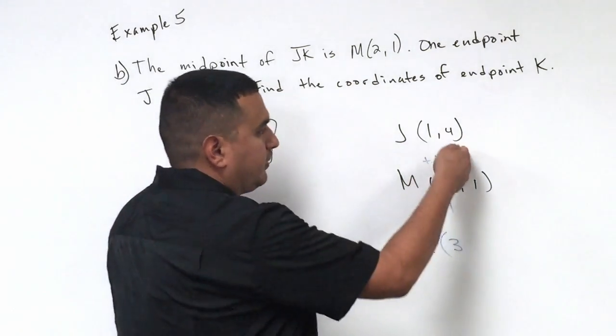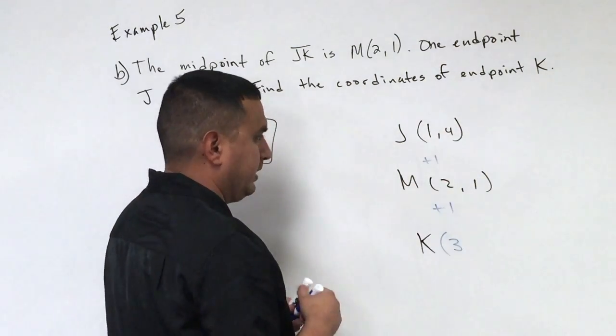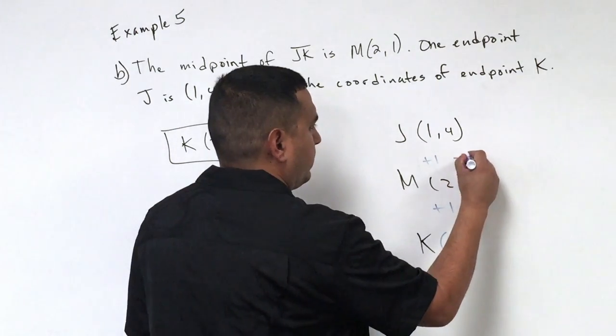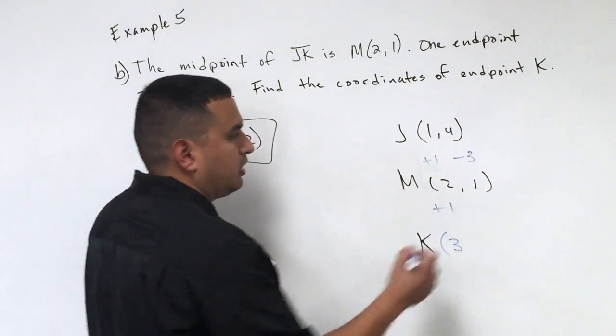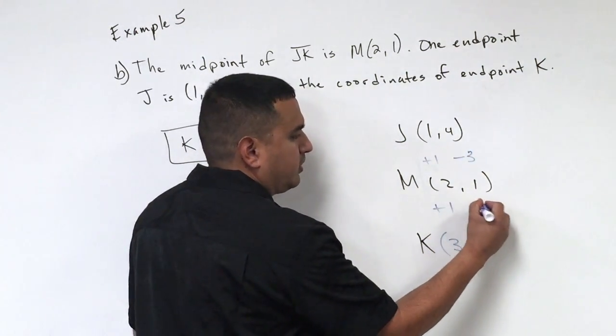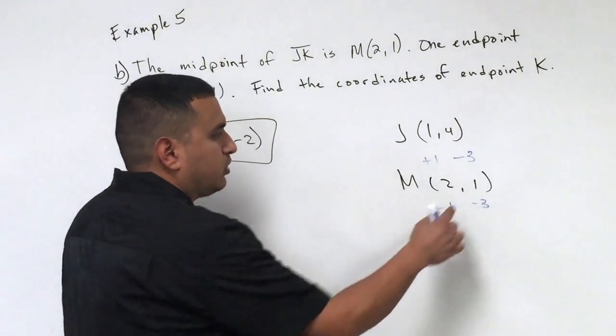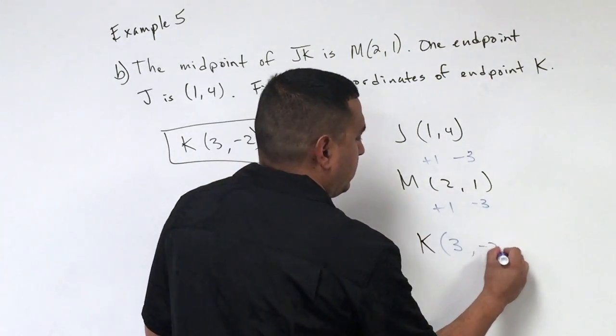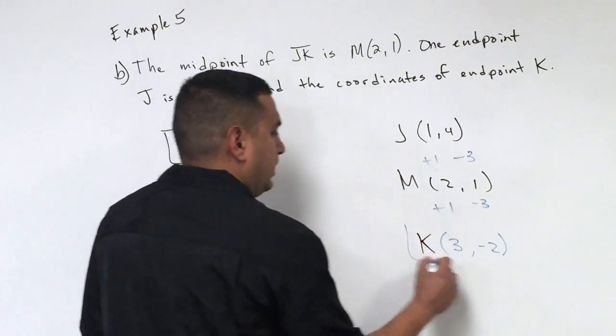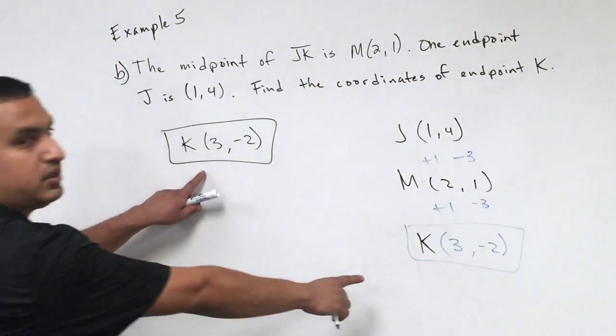Okay. Do the same thing with the y values. How do I go from 4 to 1? Well, I have to subtract 3. Okay, so that means from down here, I have to do the same thing. I'm going to subtract 3. So 1 minus 3 is going to give you a -2. Okay, so that gives you the coordinates, and if you notice, it's the same answer.